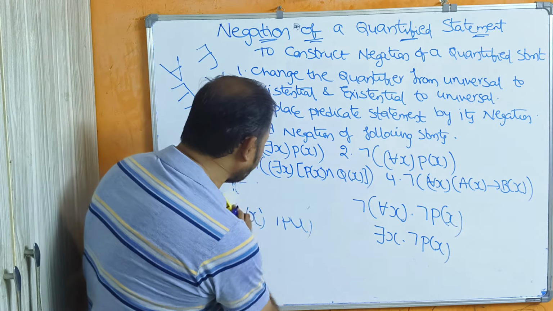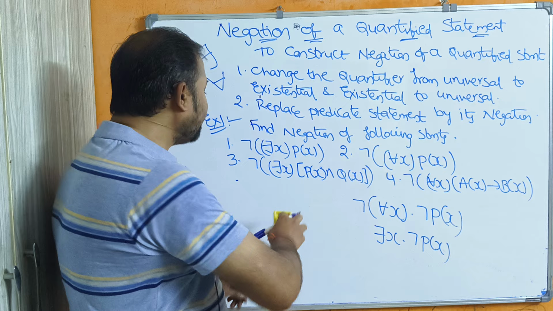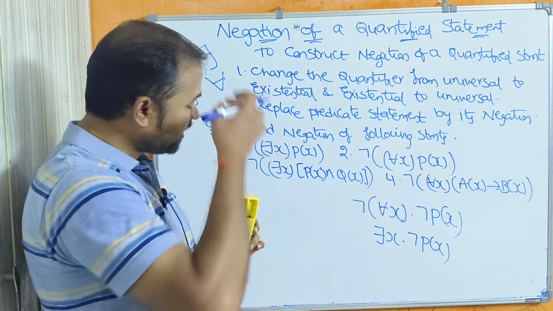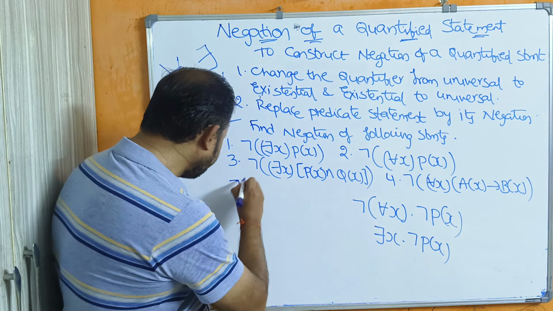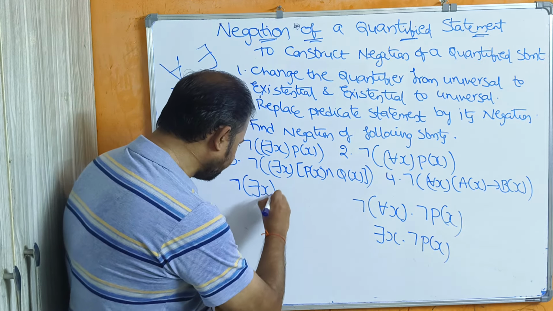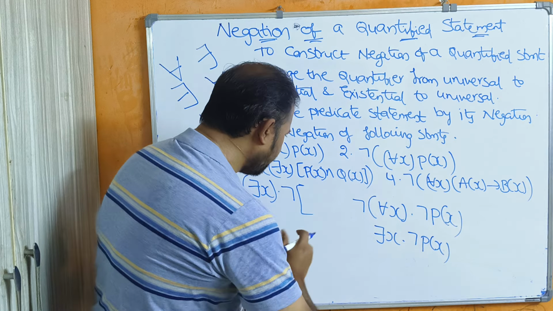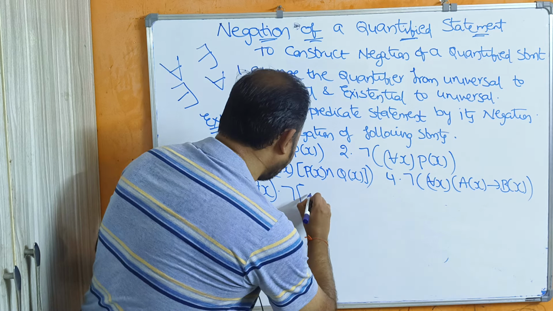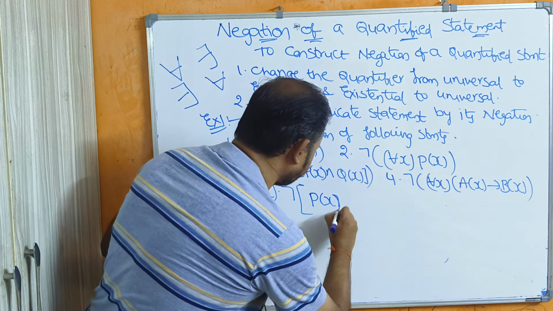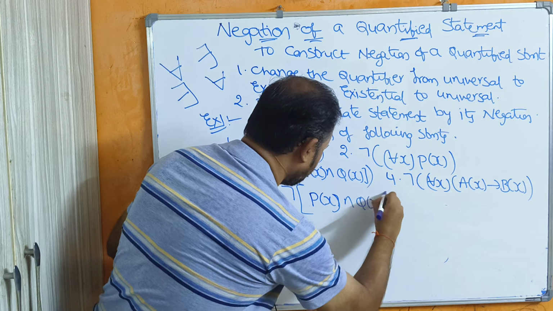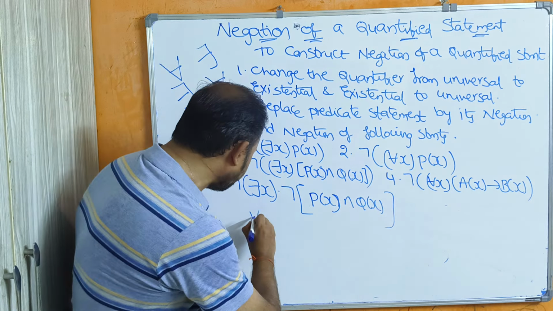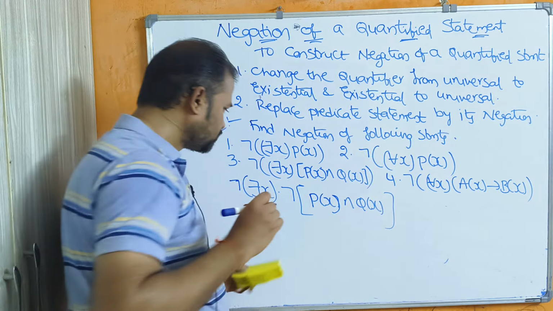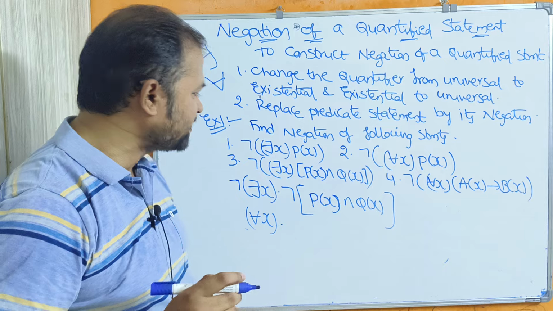Now let's see the third example. Negation of, this is an expression, there exists x of p of x and q of x. We can write this as negation of there exists x, and negation of, so here what is the expression? p of x and q of x. Negation of there exists x is nothing but for all x, universal quantifier, and here we have negation of p of x and negation of q of x.